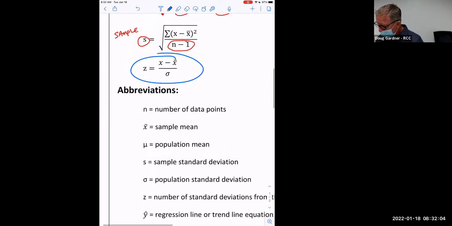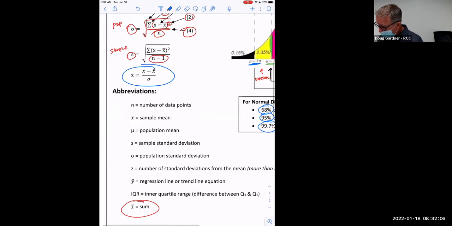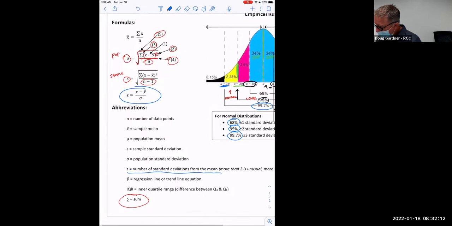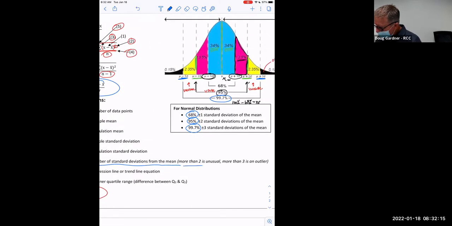And again, down below, I'm telling you all that stuff. Notice I told you Z is the number of standard deviations from the mean. And I even reminded you here that more than 2 is unusual. And now I'm telling you something you didn't know before: more than 3 is actually considered an outlier. So if somebody's between 2 and 3, I would just tell them, oh, that's unusual. Let's put a blanket on you and maybe warm you up. But if you're more than 3, that's now life-threatening or really dangerous.